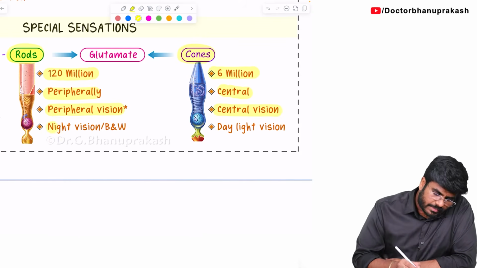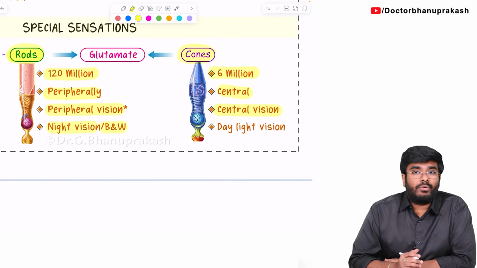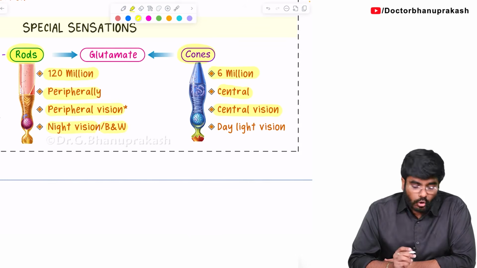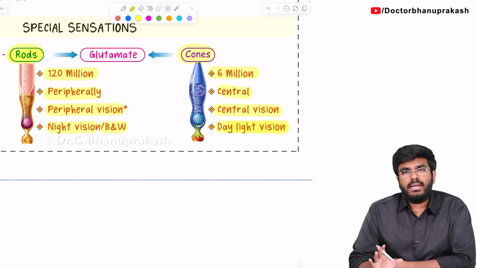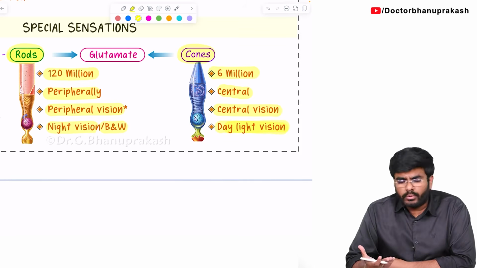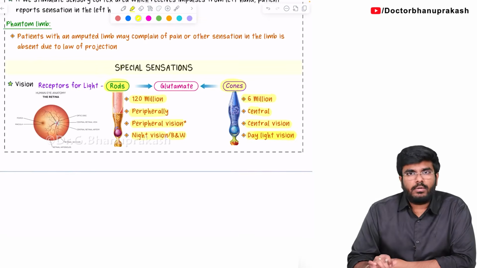Next, rods help in black and white vision, guys, especially during the night. In the night, you can identify the objects you are touching, even without looking. So rods help in night vision. Cones help in color vision. In the night, you see black and white, right? That's because of the rods. And in the morning, you can see the colors, and the colors are because of the cones. So these are the differences between rods and cones.